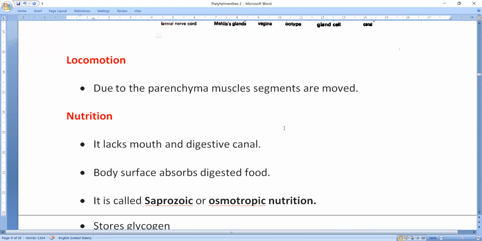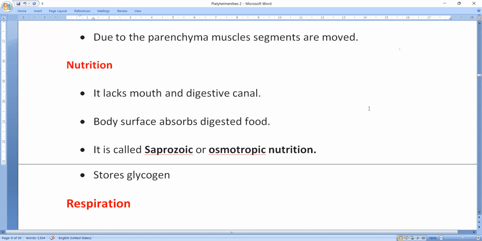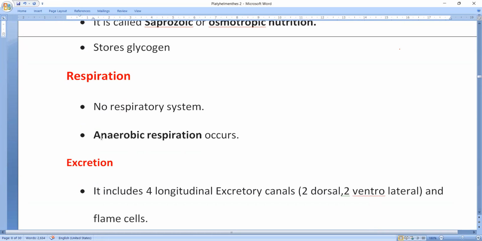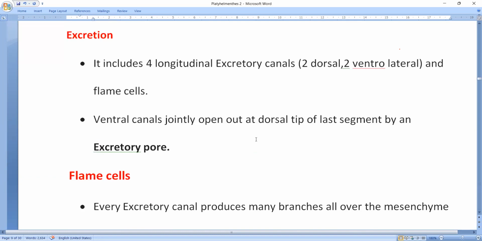Locomotion: due to parenchyma muscles, segments are slightly moved, and locomotion generally occurs. Nutrition: as it lacks a mouth and proper digestive canal, the body's surface absorbs digested food. Such kind of nutrition is called saprozoic or osmotrophic nutrition. Respiration is simply anaerobic because it is an endoparasite.